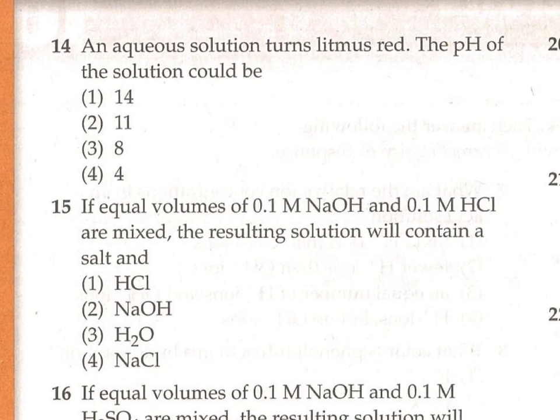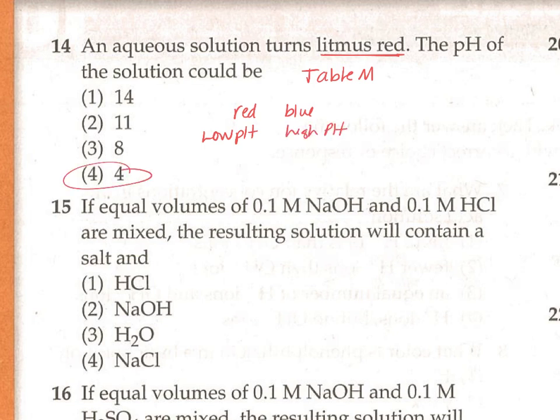Number 14, a solution turns litmus red. So this is a Table M question. Litmus can be either red or blue. It's red in low pHs, and it's blue in high pHs. So we want to go with the most acidic pH here.